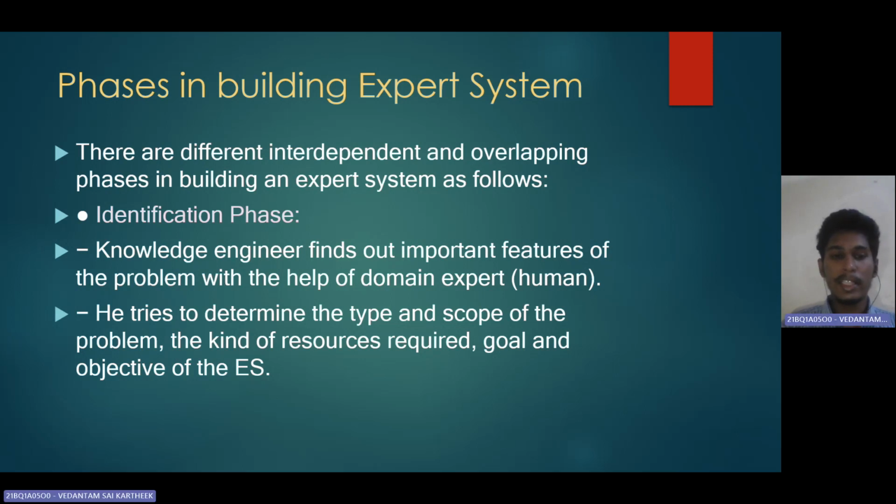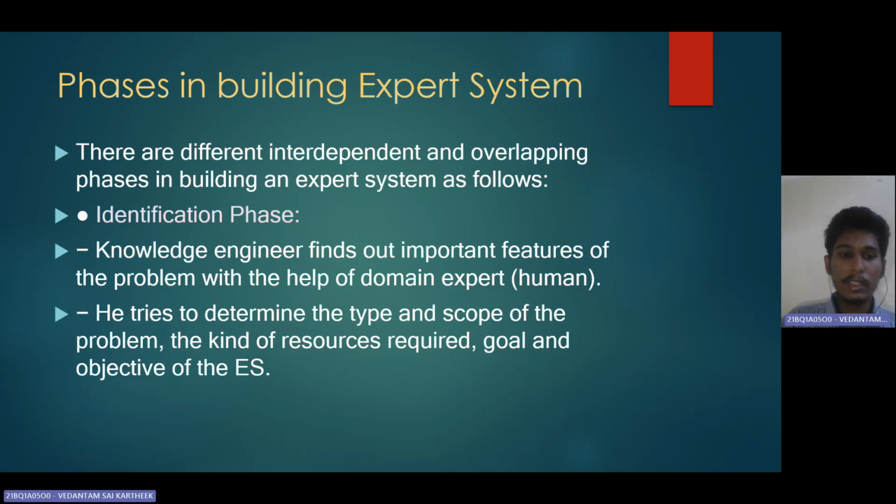from the domain expert. So the problem is identified, the scope of the problem is determined, the kind of resources required is listed, and the goals and objectives of the expert system are also defined in the identification phase. So the problem is identified first with its important features, and the scope of the problem is also determined at this initial identification stage.